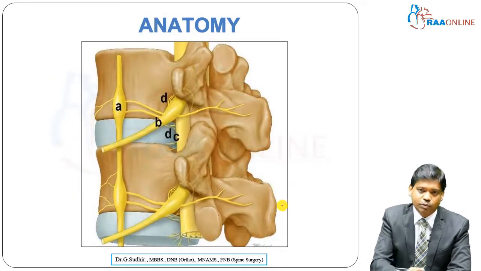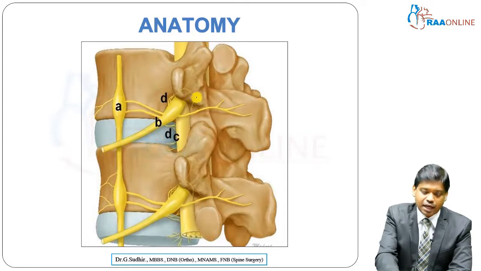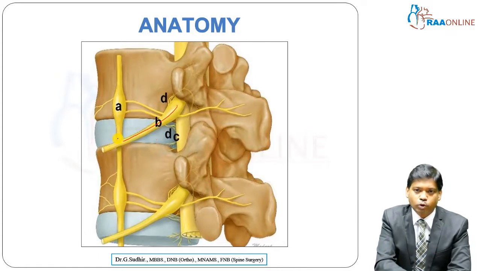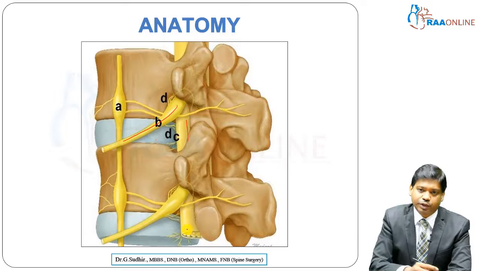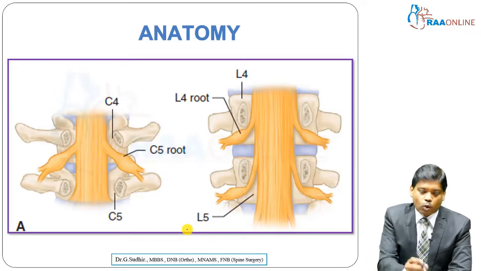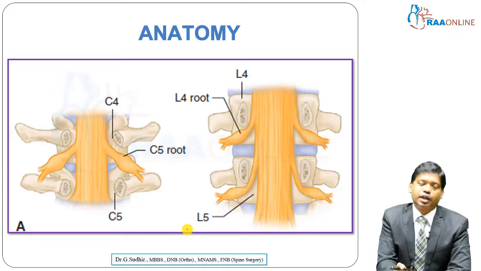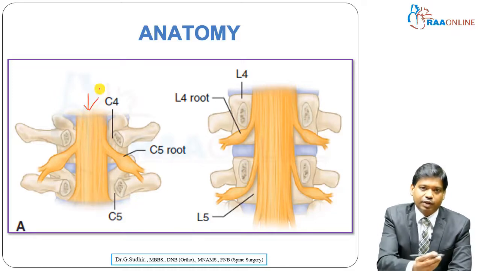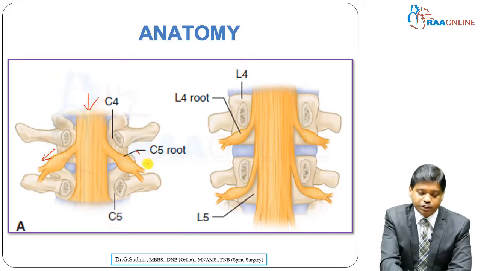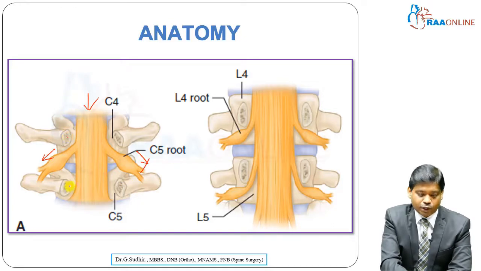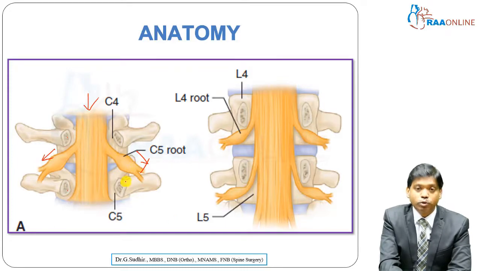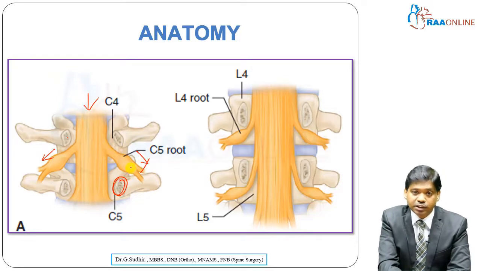This is again the sagittal view where you can see the intervertebral disc, and this is the exiting nerve root which is coming out of the neural foramen, and this is the spinal cord or the dural sac with the other nerve roots which you can see here. Now, what is the difference between the cervical region and the lumbar region? This is the spinal cord in the cervical region, and these are the exiting nerve roots in the cervical spinal region. As you can see, this is the C4 vertebra and this is the C5 vertebra. The C5 nerve root comes out above the C5 pedicle. So this is the C5 pedicle, and the C5 nerve root comes above the C5 pedicle.